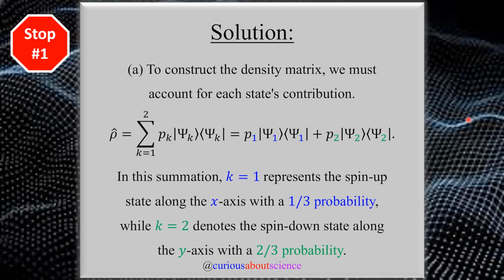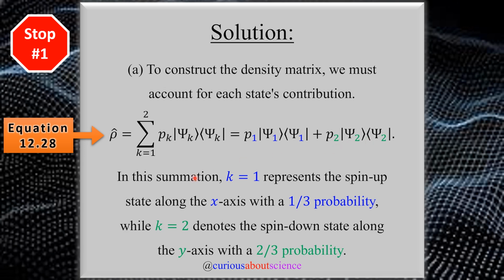So step one, pretty straightforward here. In order to construct the matrix, as we saw with the properties in the last question, we need to account for each state's contribution. So starting from equation 12.28, where we had the operator here, we know that with two states, we're summing from k equals 1 to 2 of the probability of each state with the given state. So probability 1, psi 1, psi 1, probability 2, psi 2, psi 2.